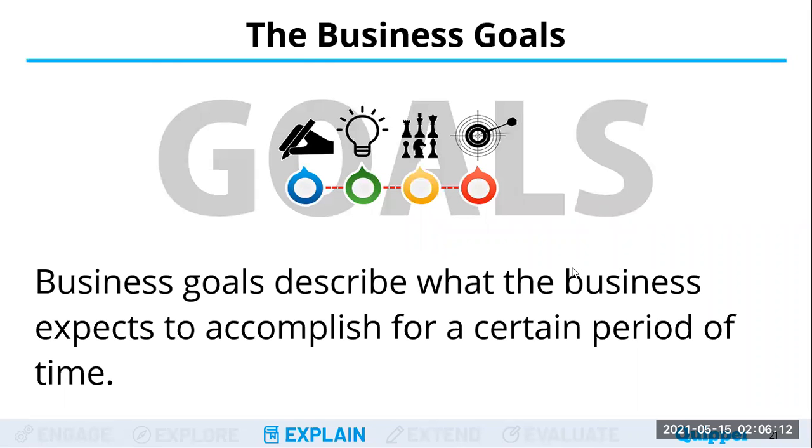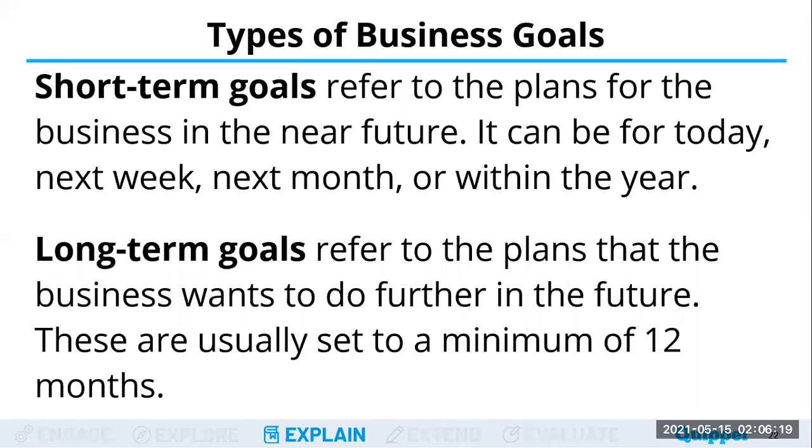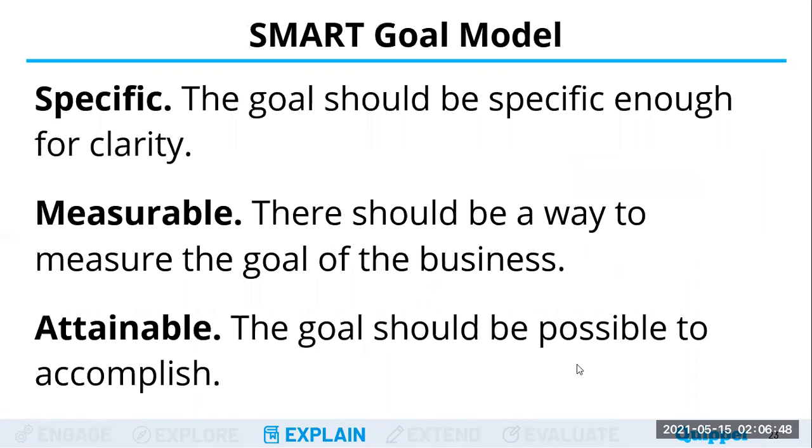So for the business goals, they describe what the business expects to accomplish for a certain period of time. We have the following: short-term goals refer to the plans for the business in the near future. It can be for today, next week, next month, or within the year. Basta pag short-term, within the year. While yung long-term naman, syempre more than a year. They refer to the plans that the business wants to do further in the future. This is usually set at a minimum of 12 months. So yun, more than a year.